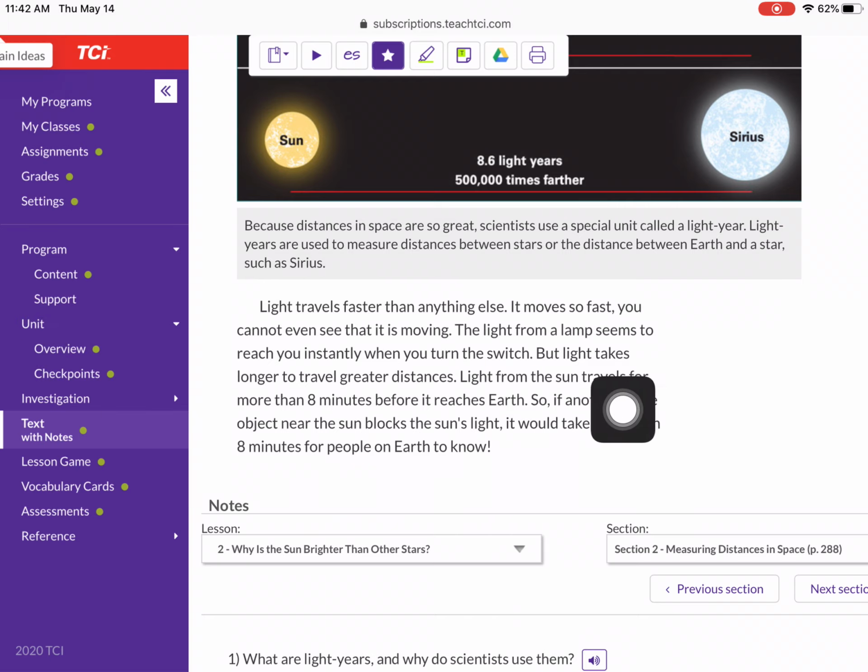Another way of saying that is, let's pretend for a second the sun goes out. It's extinguished. We would not know that happened until 8 minutes later, because light is still traveling from the sun towards us, so we wouldn't know that the sun had gone out.